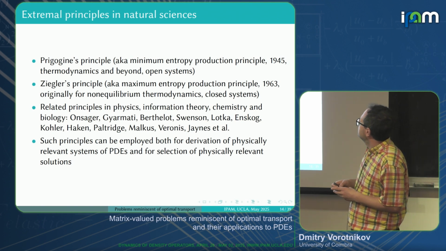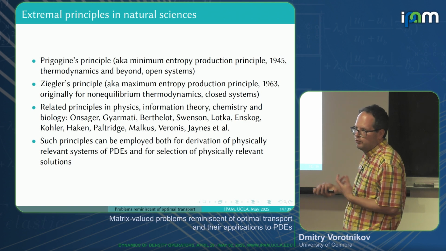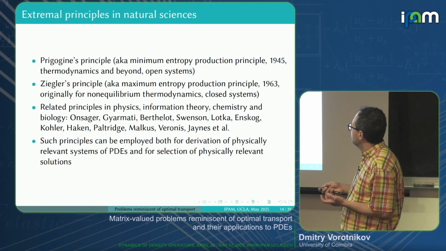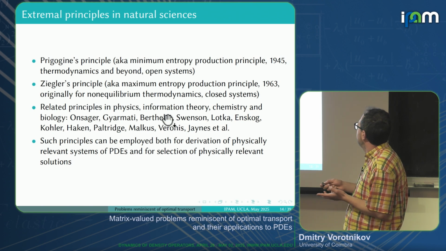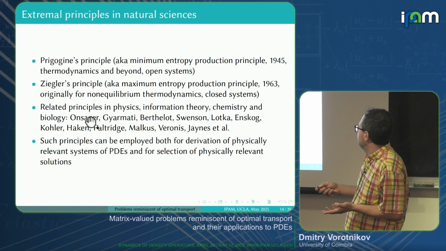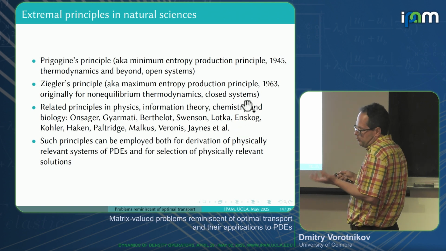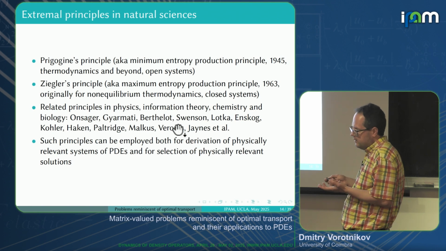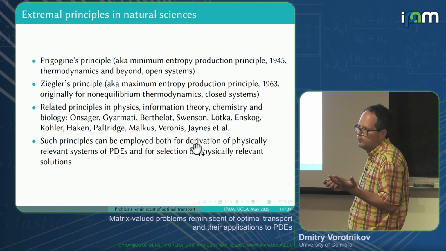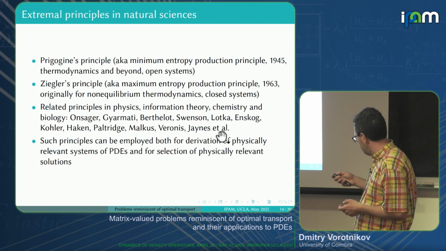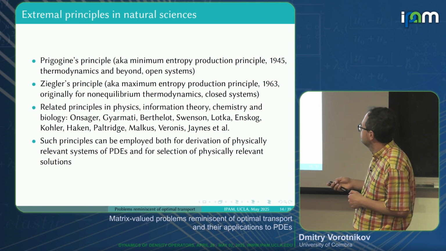Let me also briefly remark that there are some principles in natural sciences which might help you to select the correct weak solutions. For example, there is the Prigozhin principle, also the Ziegler principle, and many other principles in many areas of science. Typically, they are used for derivation of PDEs, but if you have non-uniqueness of weak solutions, you can also try to use these principles for selection of the relevant solution.